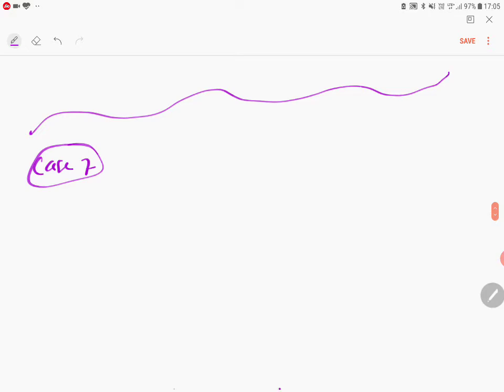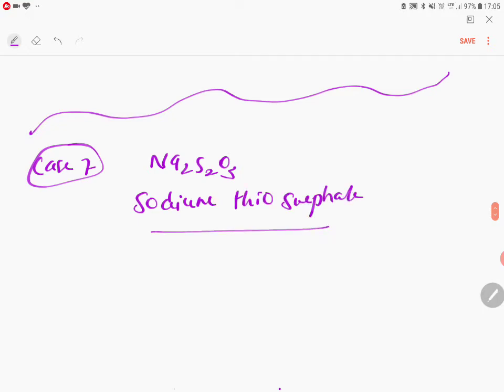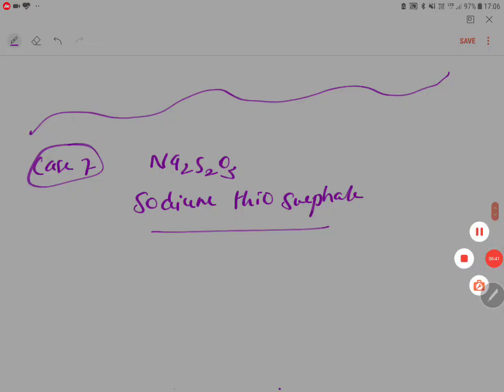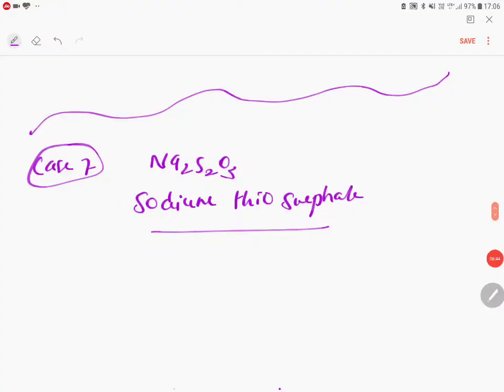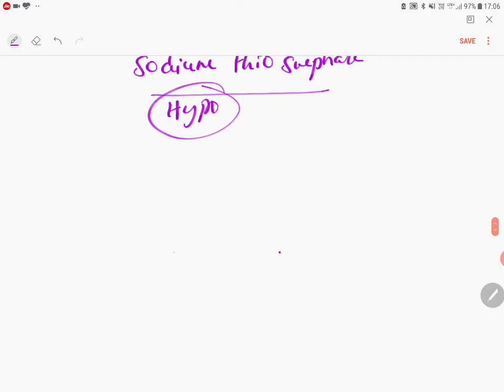We are going to take a molecule called thiosulfate, sodium thiosulfate. So sodium thiosulfate is also known as hypo. This we discussed in the p block elements. Now with respect to electrochemistry, first let us calculate molar mass of sodium thiosulfate, Na2S2O3.